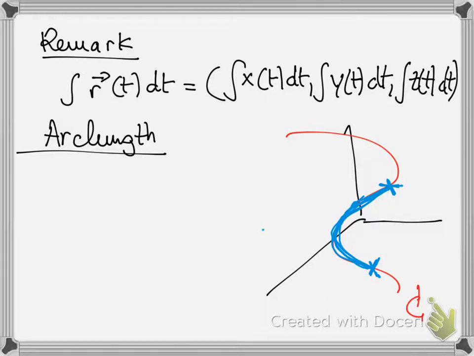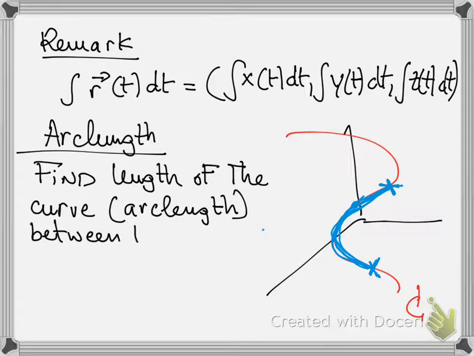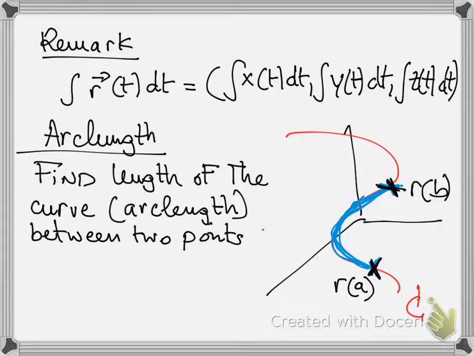So we're going to find the length of the curve, that's what I call the arc length, between 2 points. Like here, I want to measure the length of the curve between these 2 points. Let's say this is r of A, and this is r of B. So this corresponds to the time t equal to A, and this point corresponds to the time t equal to B.